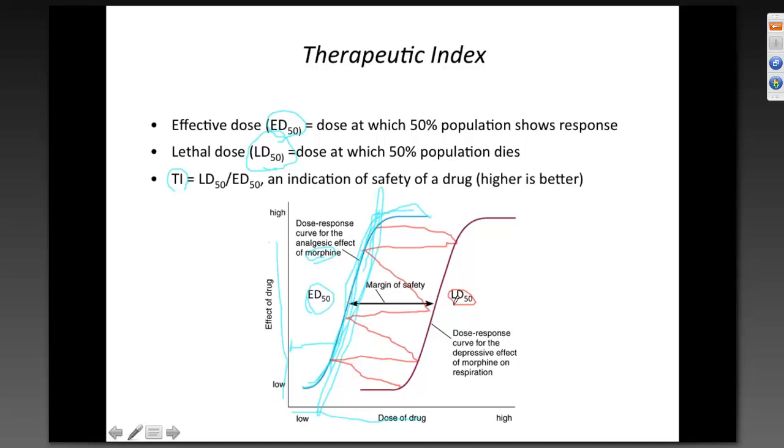So, said most simply, the therapeutic index is the margin between the ED50 and the LD50. Okay, said in narrative, the therapeutic index exists between when 50% of the population has an effect and 50% of the population dies. All righty? Okay.